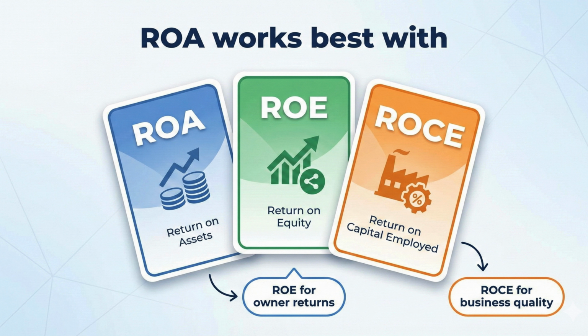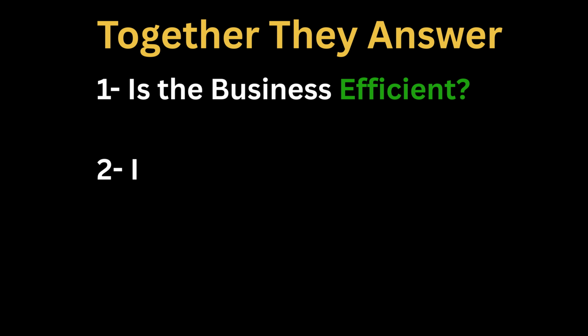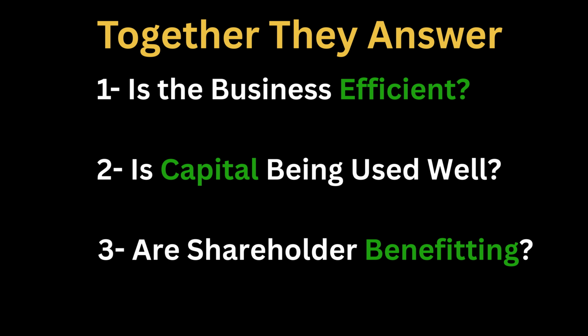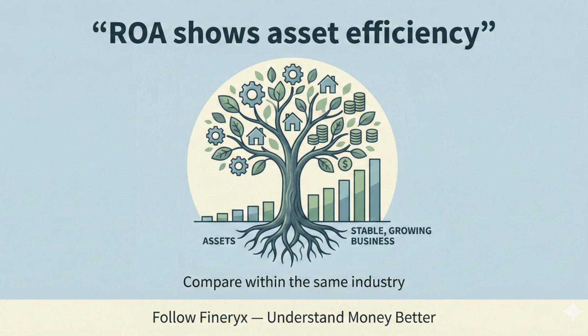Together, they answer: is the business efficient? Is capital being used well? Are shareholders benefiting? ROA completes the picture. It doesn't replace the others. Use ROA to judge efficiency, not to compare different business models.